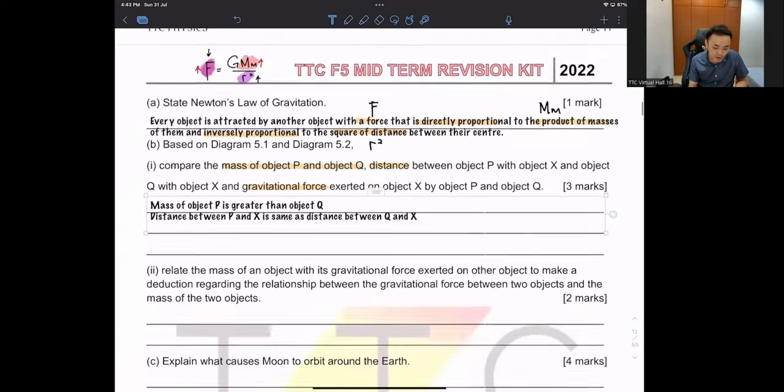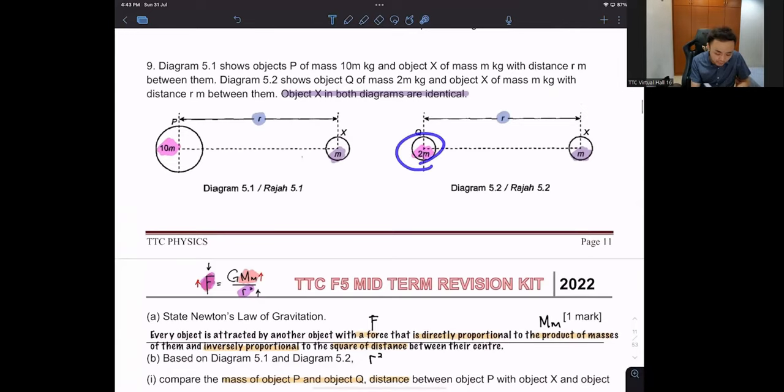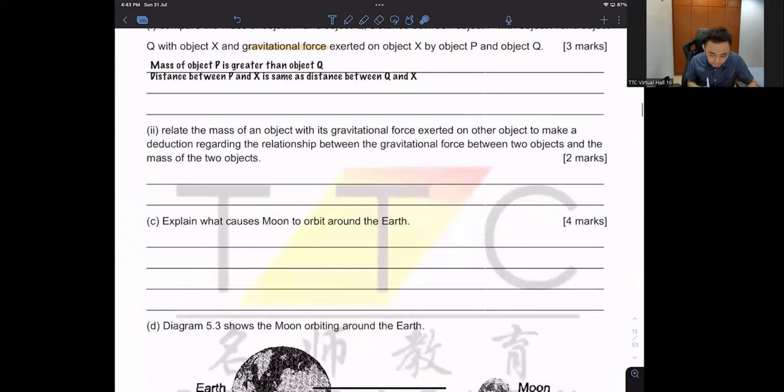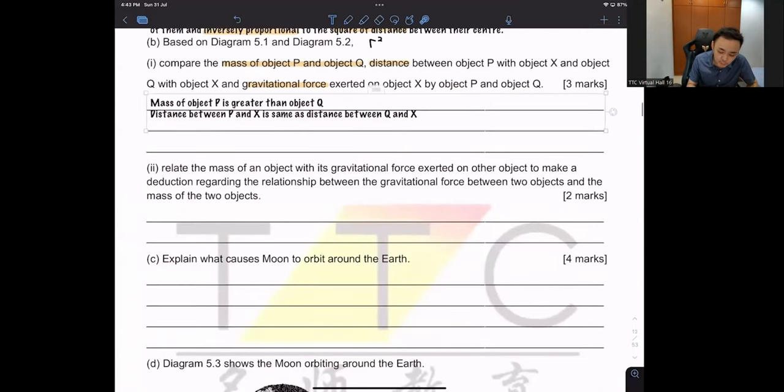Because the distance is the same, right? Just now we already mentioned it. You see, this one is different, but your R is the same anyway. Both are also R meter, so the same. And then lastly, what is the third point? Which one is larger?